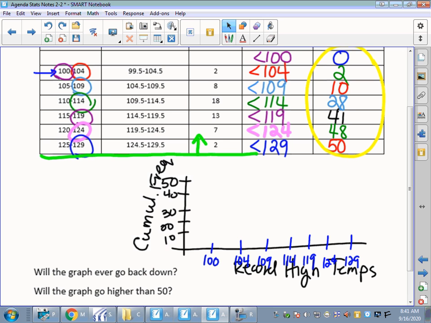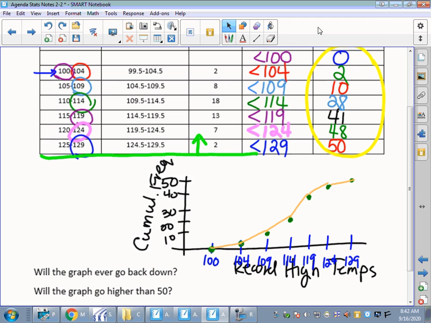So less than 100, I have 0 pieces of data. That's always going to start at 0 again because we always use our lowest bound. Less than 104, I've got 2 pieces of data. Then 10, then 28, then 41, little jump up there, 48, and 50. Connect these guys together.